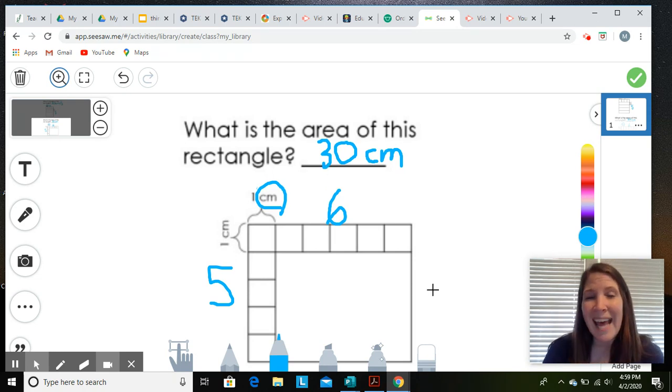This is all for today. After this video, you are going to go to Education Galaxy and you're going to click on the red tab. I know I mentioned that yesterday, but instead I put that on today's assignment. So go to Education Galaxy to the red tab. You're going to see the assignment called Area, and I want you to practice some of those questions there.